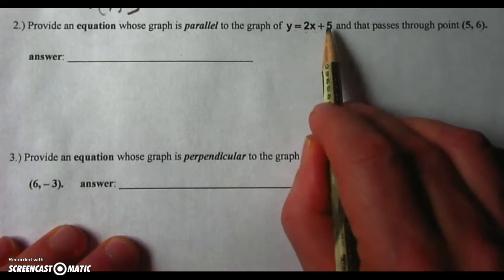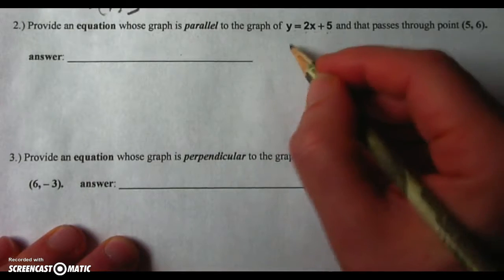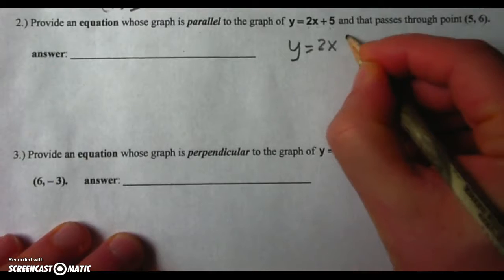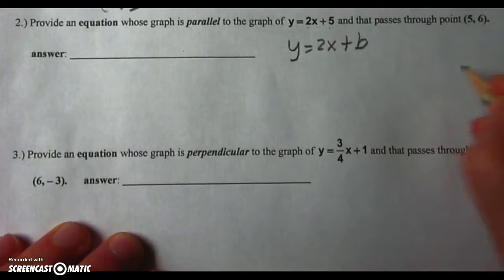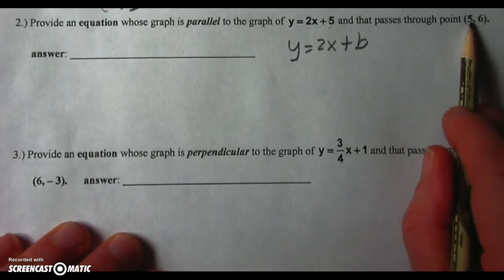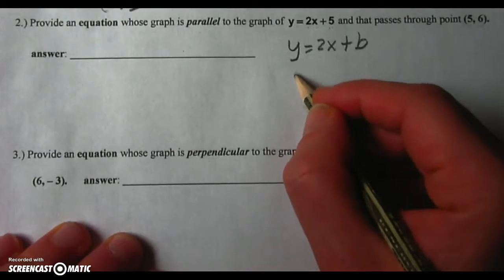So there's our slope, there's our y-intercept. We know parallel lines have the same slope, different intercepts. So we can write down y equals 2x, but we have to find that intercept. Now, in order to find that intercept, we have a point that we can work with. Remember, in that point, this is our x, this is our y. So we're going to put them into our equation.